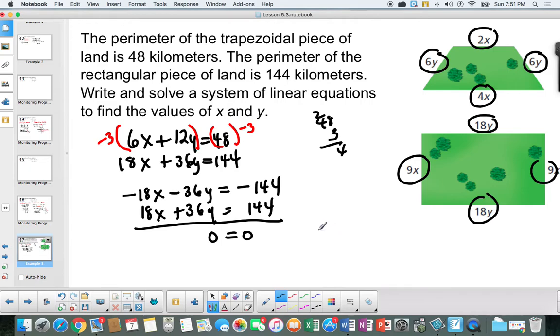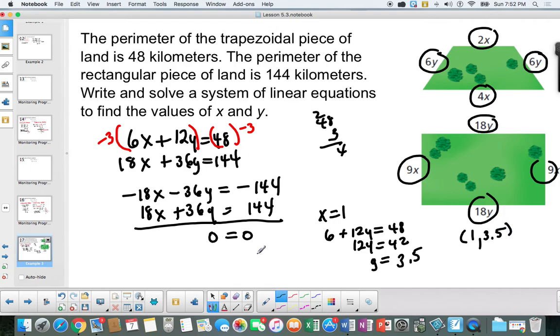So I can go ahead and say I'll let x equal 1. And when x is equal to 1, I will get 6 plus 12y is equal to 48. 12y will be equal to 42. So y will be equal to 42 divided by 12, which is 3.5. So that's one answer, 1 and 3.5. And then I could try another, x is equal to 2, and substitute all those values, and I'll get some other answers.